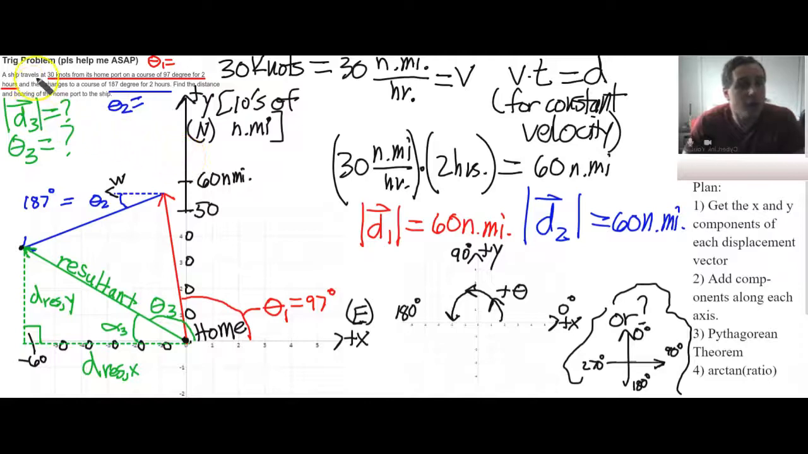I would like to show you how to perform a trigonometry problem of vectors. Let's go ahead and read the problem. A ship travels 30 knots from its home port on a course of 97 degrees for 2 hours and then changes course to 187 degrees for 2 hours. Find the distance and bearing of the home port to the ship.